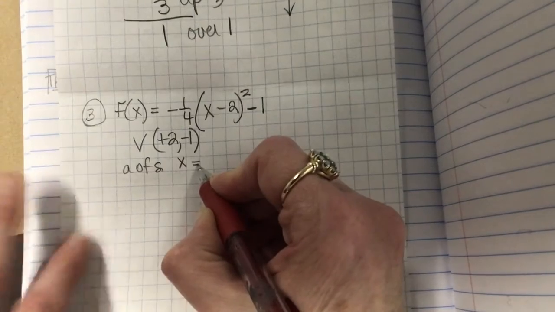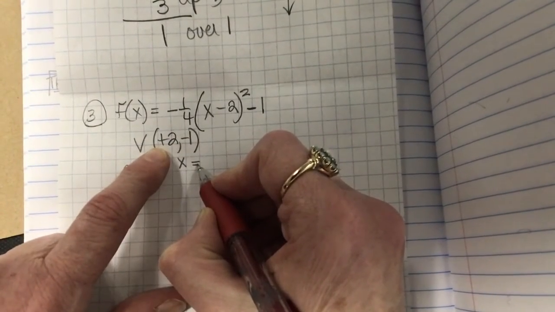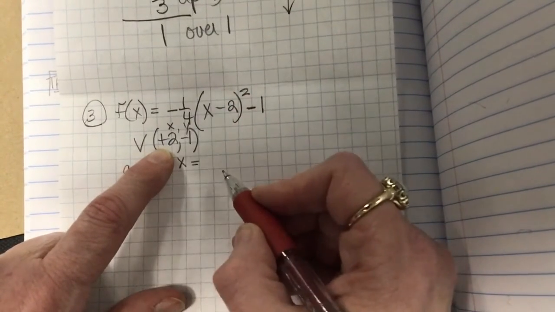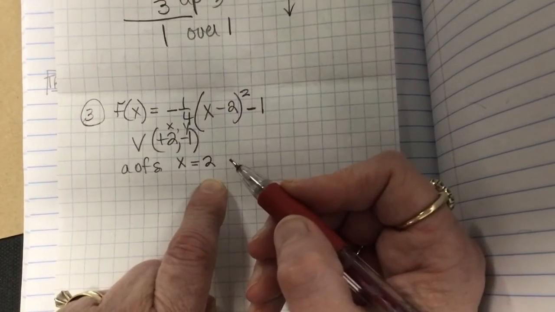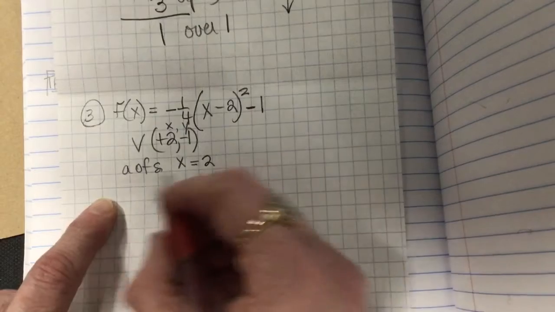X equals, what's your x up here? Which one of these is the x? Ordered pair. X, Y. Which one's the x? 2. That's your axis of symmetry. It's x equals 2. It's the vertical line that goes through your vertex.